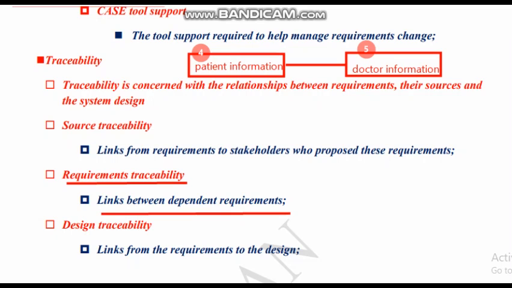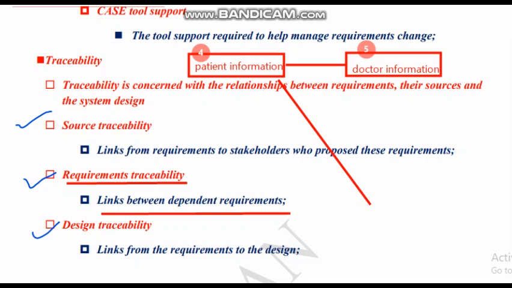Is it clear? So the first one that we saw is source traceability, from where you are collecting that information. Requirement traceability, connecting the requirements. Design traceability, that is the links from the requirement to the design. So suppose here I want to make a design, right? So what kind of design do I want to do?